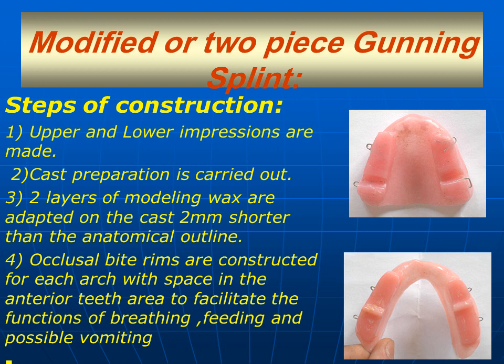Why shorter than the anatomical outline? To ensure that the tissue conditioning material is covering all the borders and it will be gentle for the patient during the period of fixation, which is about 45 days until healing takes place. We construct occlusal bite rims for each arch with a space in the anterior teeth to facilitate the function of breathing, feeding and possible vomiting.